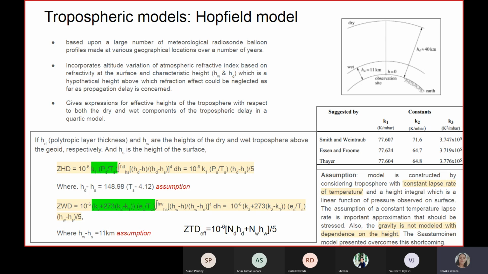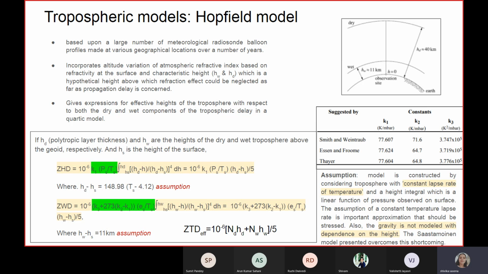So the empirical models that we were talking of, for example, one we have already seen, Saastamoinen. We will see it in detail a little bit in the next slides. The Hopfield model is one such empirical model which gives the dry part with more accuracy and the wet part with lesser accuracy. This is based upon a large number of meteorological radiosonde balloon profiles made at various geographical locations over a number of years. So we are using huge amounts of data collected about meteorological parameters from atmospheric sounding done by sending up weather balloons inside the atmosphere.